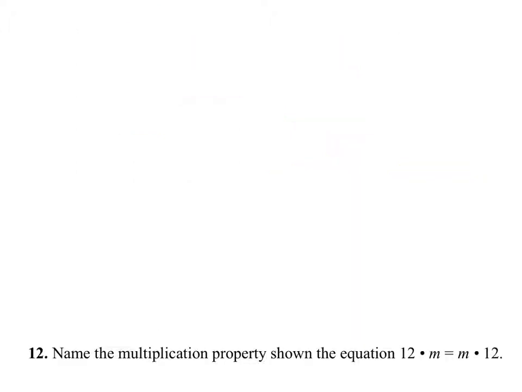Name the multiplication property shown in this equation. 12 times m equals m times 12. Well, as we can see, the order has changed. There's no parentheses, so it could not possibly be associative. It's not multiplying by 1, so it's not the identity property. Yeah, very good. It's the commutative property. Commutative property of multiplication. All right.